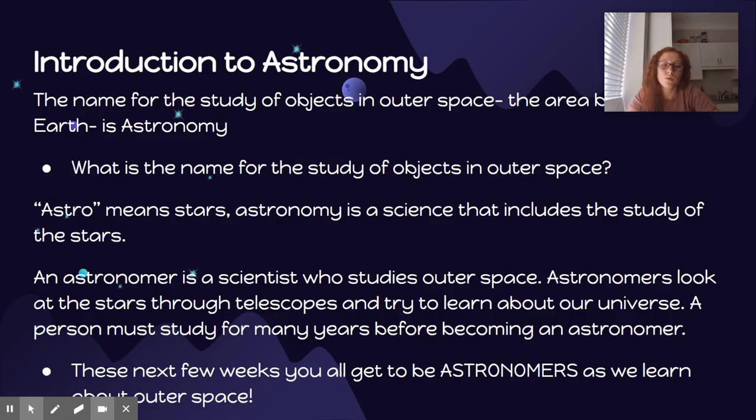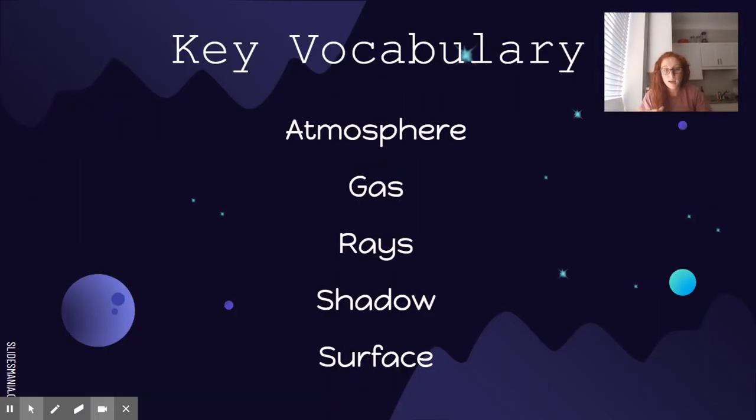Astronomy. Astro means stars. Astronomy is a science that includes the study of the stars. An astronomer is a scientist who studies outer space. Astronomers look at the stars through telescopes and try to learn about our universe. A person must study for many years before becoming an astronomer. These next few weeks, you're going to get to be astronomers as we learn about outer space. Remember our key vocabulary: atmosphere, gas, rays, shadow, and surface.